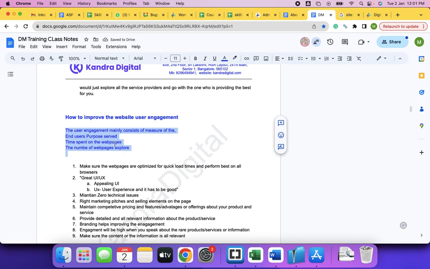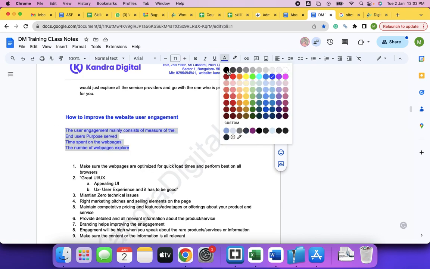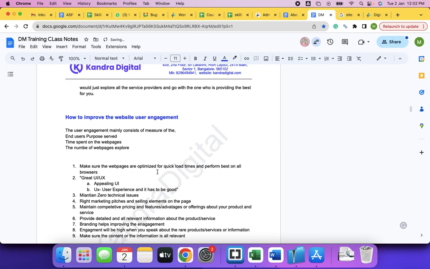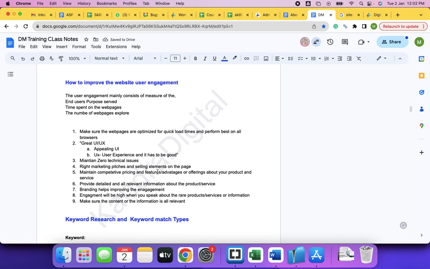See, the end user has come to purchase shoes. Are they able to buy the shoes or not is primarily considered to understand if the website is engaging for the user or not. Okay. So make sure the web pages are optimized for quick load times and perform best on all the browsers and all the devices.